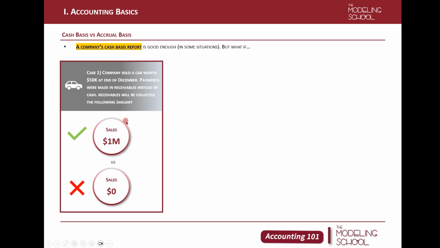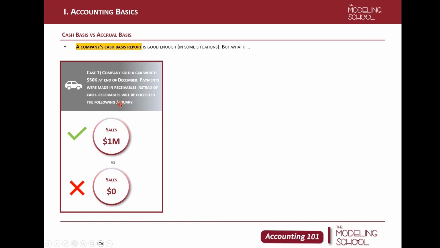So in this case, should the company record sales worth 50K? Should the company record the 50K sales in December, or should they record it in January when the cash is actually collected? In cash basis financial reporting, sales would be recorded in January.